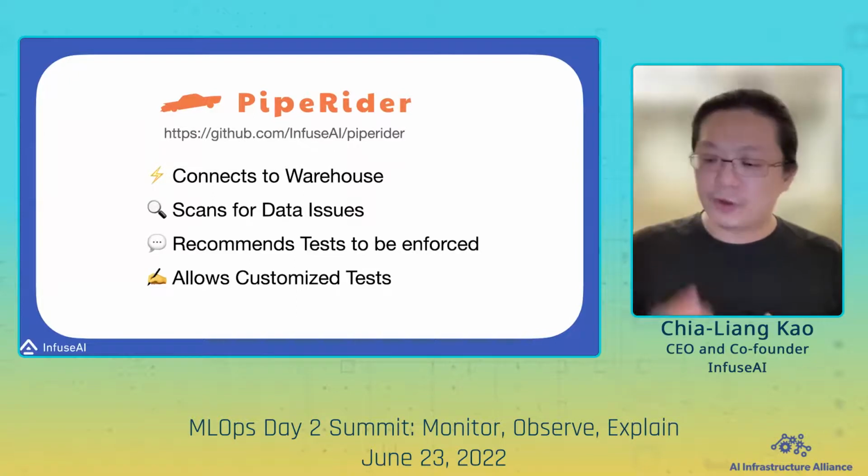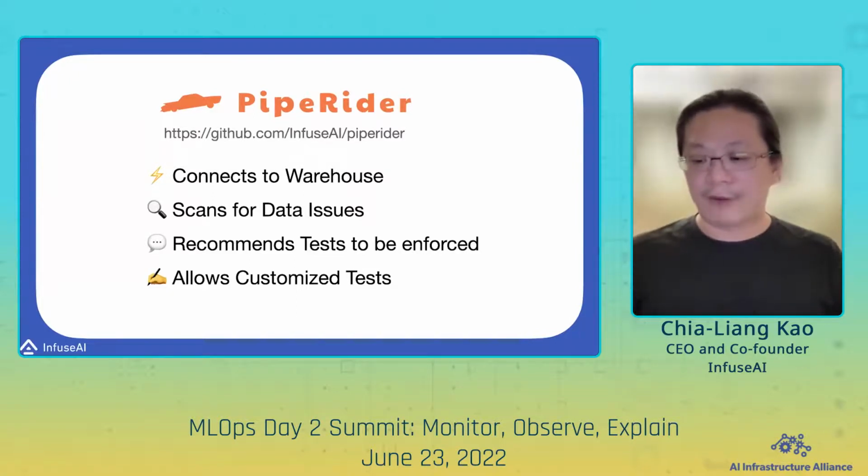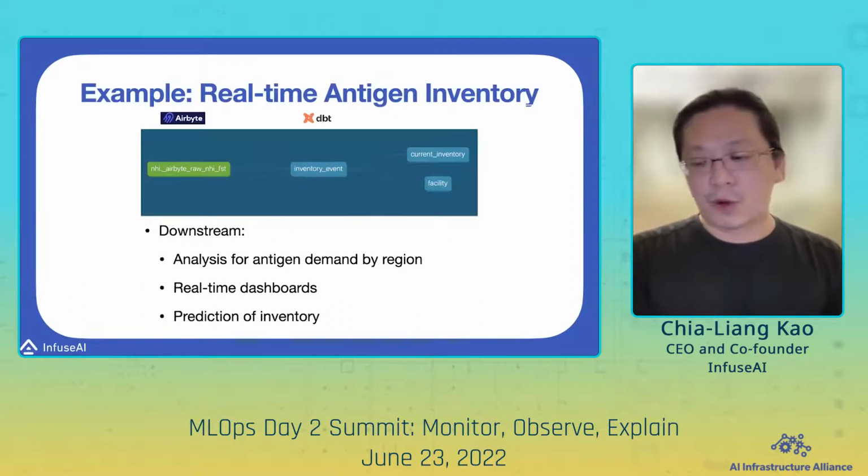So Pipewriter automates data issue discovery and verification with an extensible and non-intrusive design. Within minutes, Pipewriter connects to your data warehouse, automatically scans for data issues, and then recommends tests alongside an insight report. Now let's take a look at some real world examples.